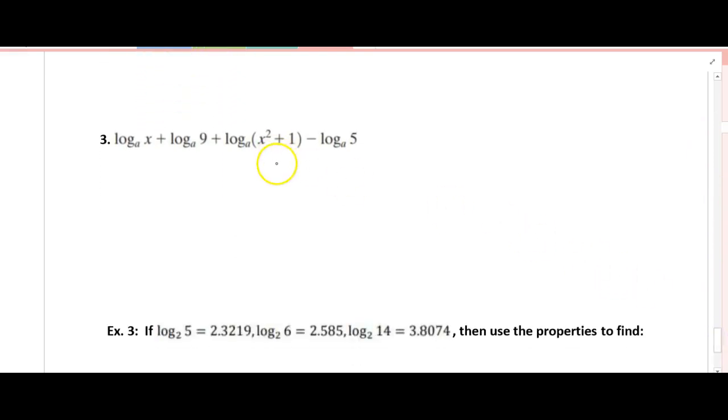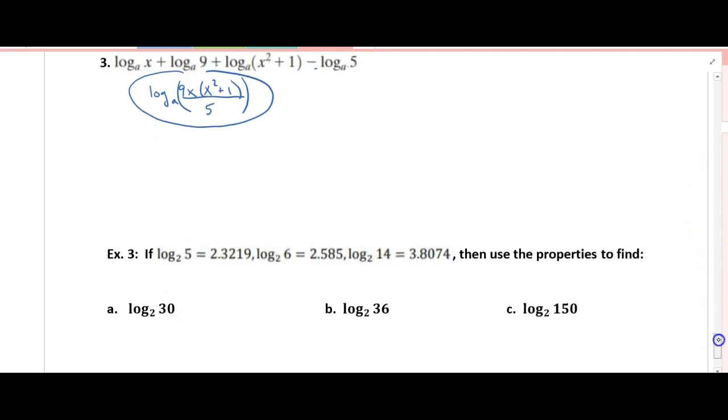And the last one for this set. If I look, addition, addition, subtraction, right? So right away I know this, this, and this are linked by multiplication. And then I'm going to divide by that. So I'm going to have log base a of 9 times x squared plus 1, all over 5. And that's how you would write this problem.